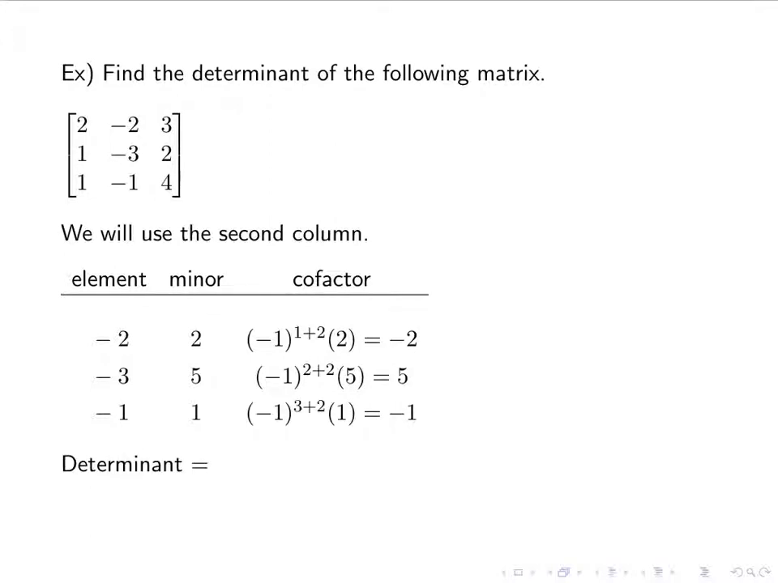And then again for the determinant, I'm going to multiply the elements by their cofactors and add them together. So I have negative 2 times negative 2, which is 4, plus negative 3 times 5, which is negative 15, plus negative 1 times negative 1, which is plus 1, and that gives me negative 10.